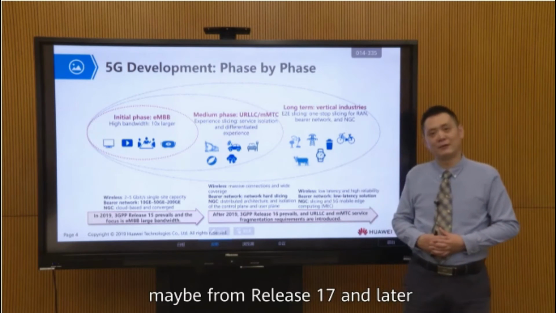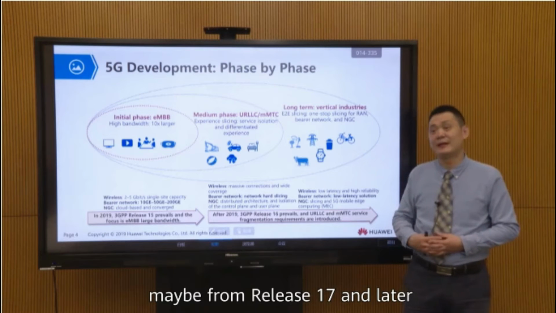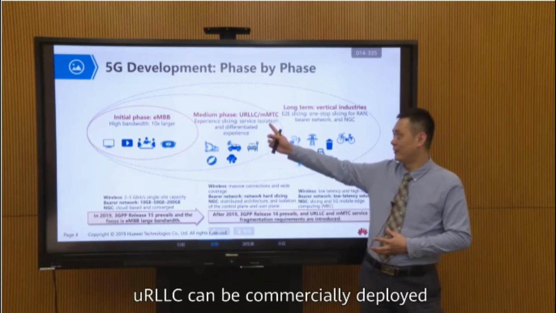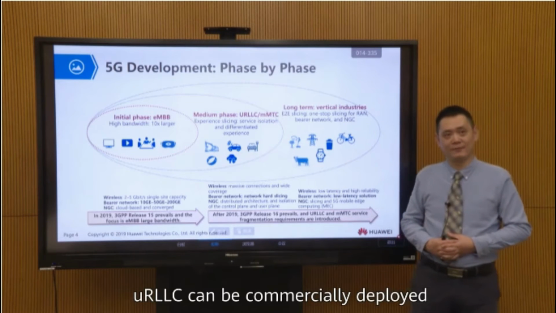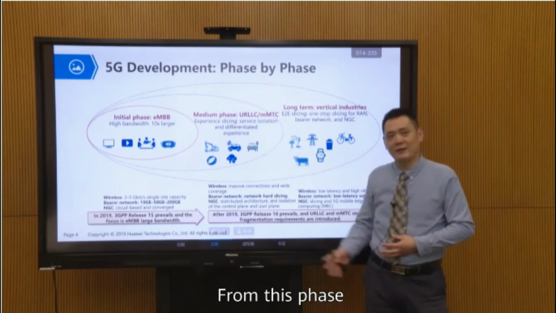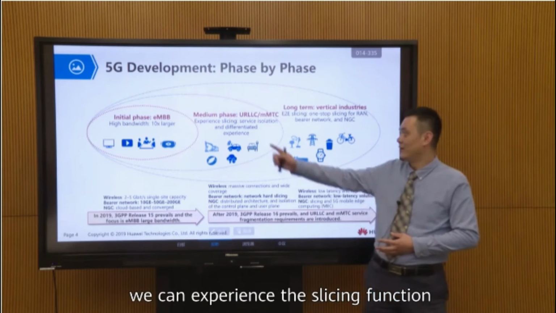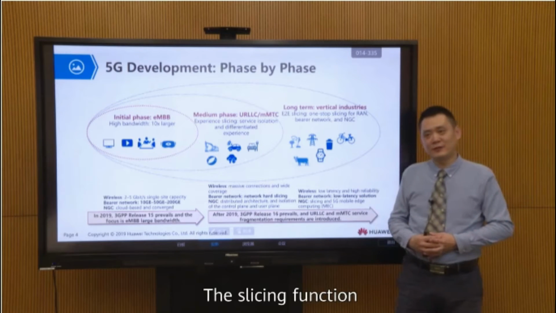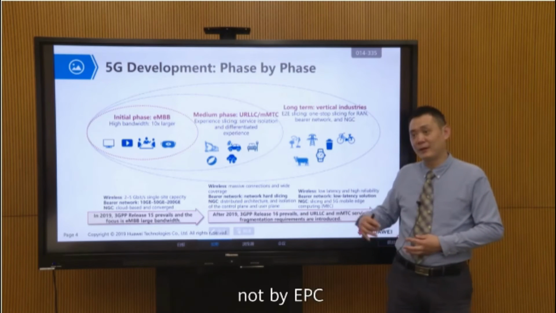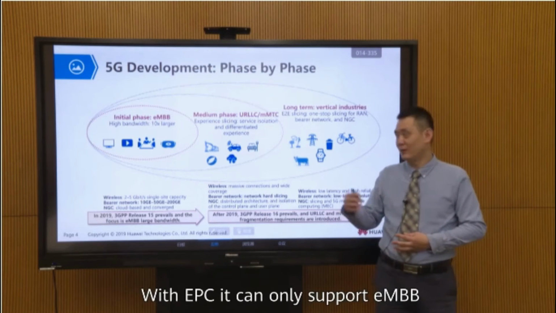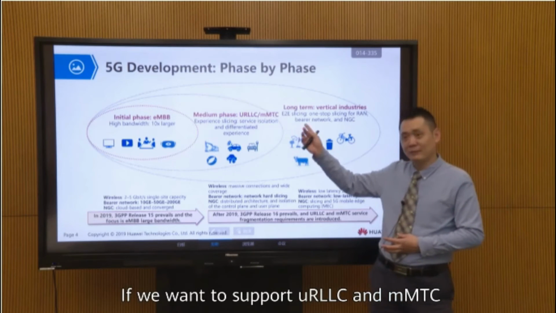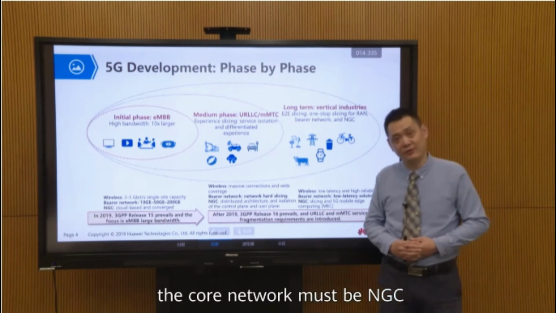Maybe from release 17 and later. Okay. So for release 16, from release 16, URLLC can be commercially deployed. And from this phase, we can experience the slicing function. The slicing function can only be provided by the NGC, not by EPC. With the EPC, it can only support EMBB. Okay. If we want to support the URLLC or MMTC, the core network must be NGC.